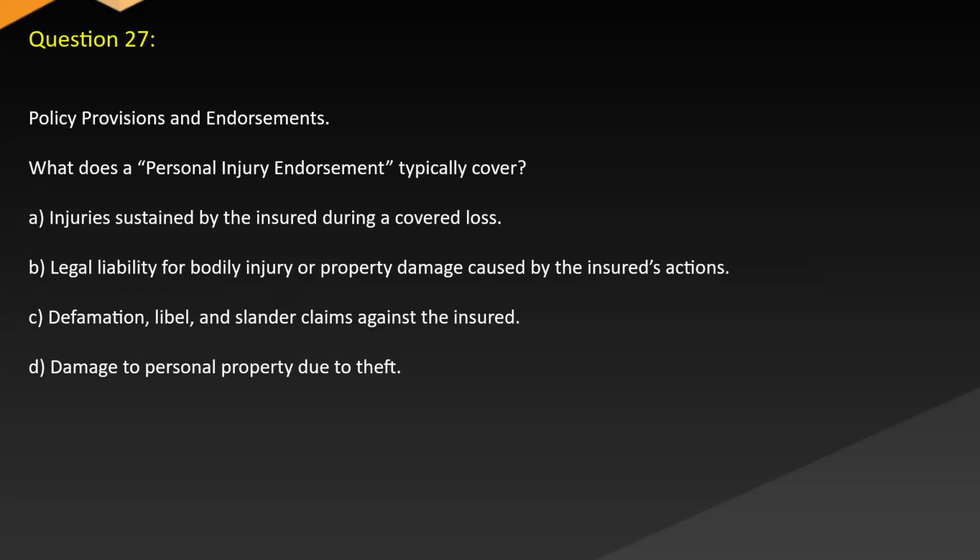Question 27. Policy provisions and endorsements. What does a personal injury endorsement typically cover? A. Injuries sustained by the insured during a covered loss. B. Legal liability for bodily injury or property damage caused by the insured's actions. C. Defamation, libel, and slander claims against the insured. D. Damage to personal property due to theft.